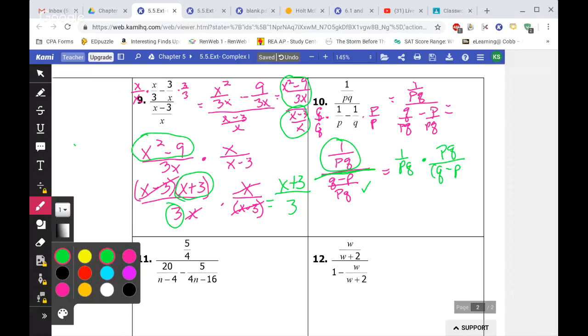Once again, I just remind you guys that when it's a binomial term like that, it's probably a good idea to keep it in parentheses just to remind yourself that these things don't cancel when there's addition or subtraction in the middle. That is actually a binomial term. We can see that the PQ cancels, and we're left with a 1 on the top and a Q minus P on the bottom. And so that's my final answer.